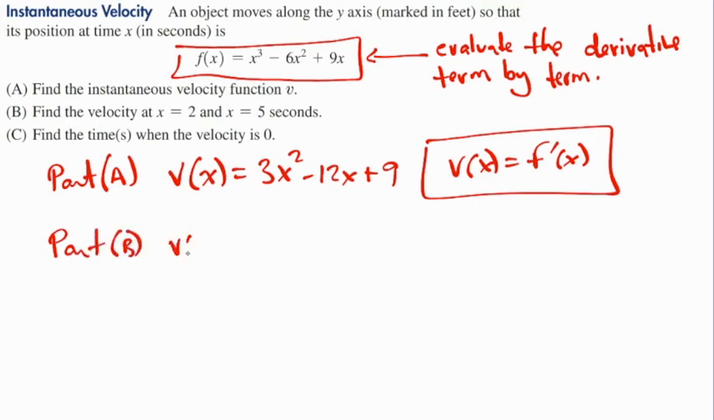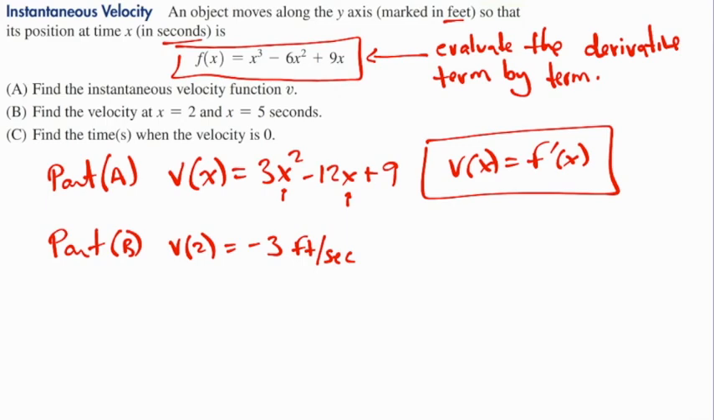So we want v of 2. You're going to plug in 2 for all the x values. That gives us 2 squared, which is 4, times 3, which is 12, minus 12 times 2, which is 24. So that's 12 minus 24, which is negative 12. Negative 12 plus 9 is negative 3. And because this is measured in feet and seconds, it is negative 3 feet per second.